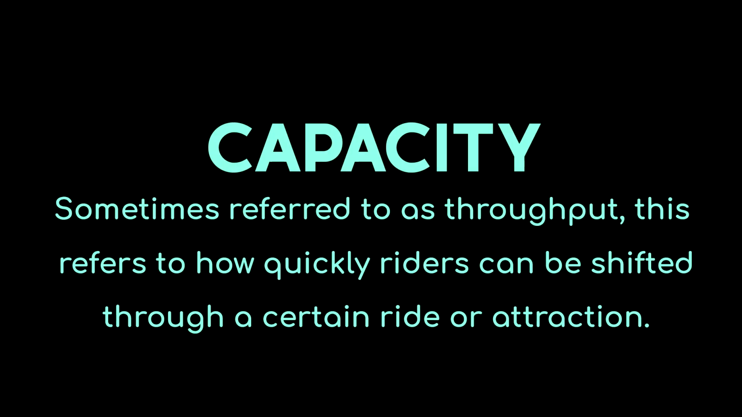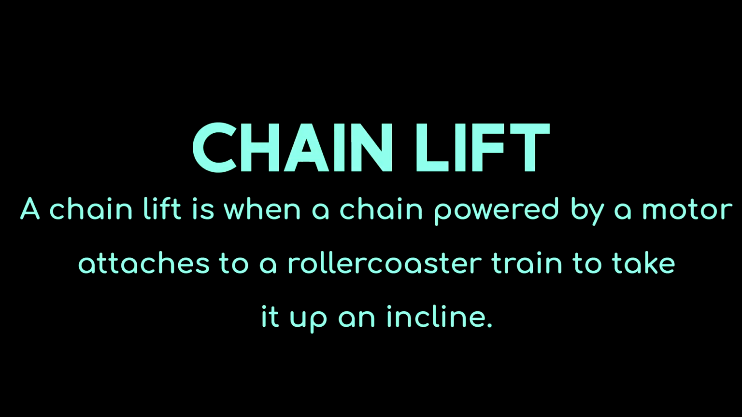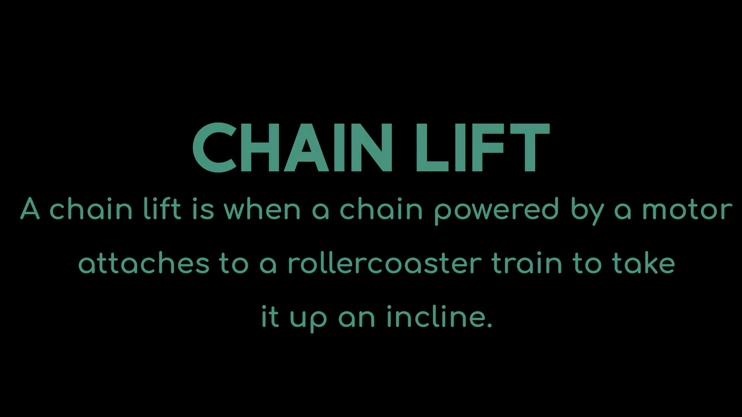Capacity. Capacity, sometimes referred to as throughput, is how quickly people can be shifted through a certain ride or attraction. It is usually referred to in riders per hour. Chain lift. A chain lift is the traditional method of taking a roller coaster train up an initial incline. The train is run up by a motor up the lift hill, to which the underside of the train attaches, and therefore enables it to ascend up the incline.